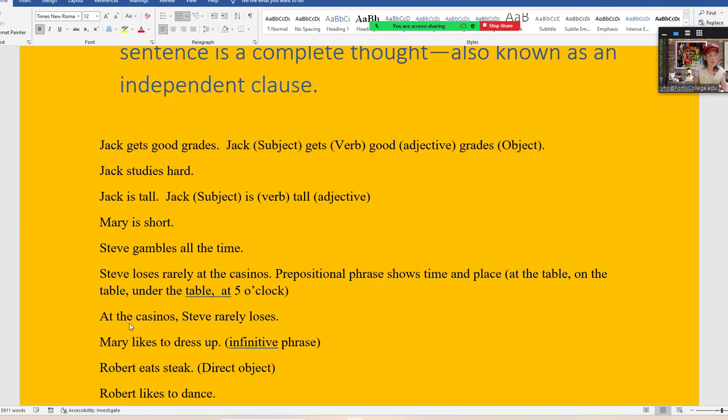And so when you put the prepositional phrase at the beginning of the sentence, you need a comma. If the prepositional phrase is at the end of the sentence, you do not need a comma. So in that way, it's just like the dependent clause. Okay, so that's one way to remember.